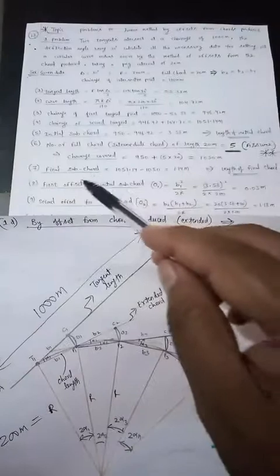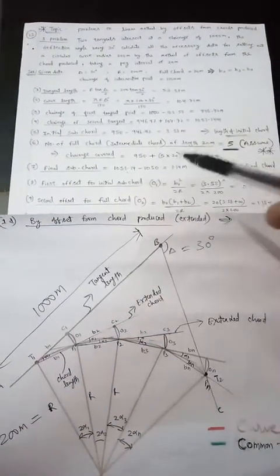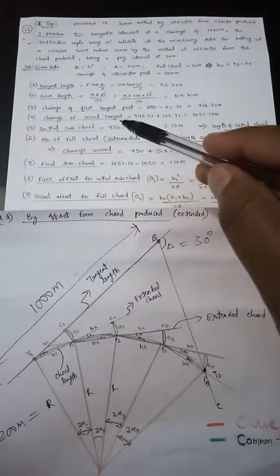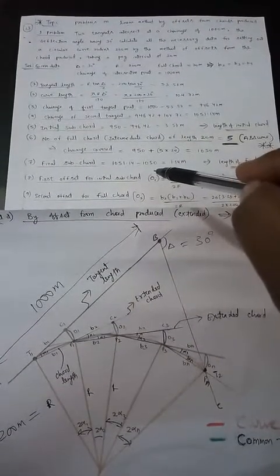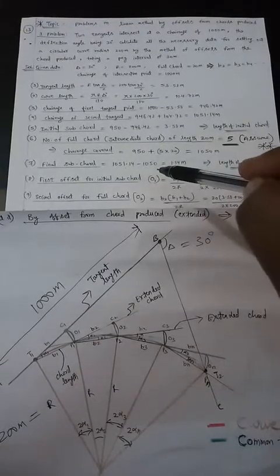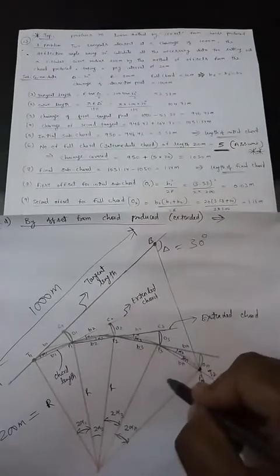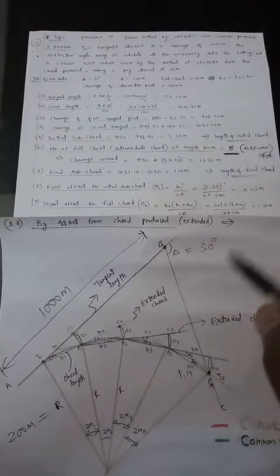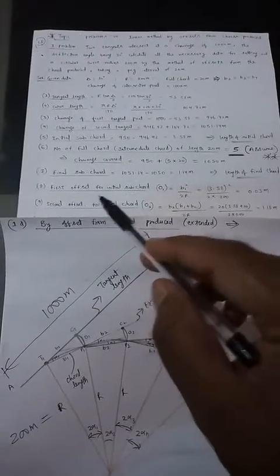So this is the final subchord, this is Bn. We have the chainage of the second tangent point, so this value minus 1050, we are subtracting, so finally we will get the final subchord Bn equal to 1.14 meters. This is the length of the final chord. Next we will find the offsets.